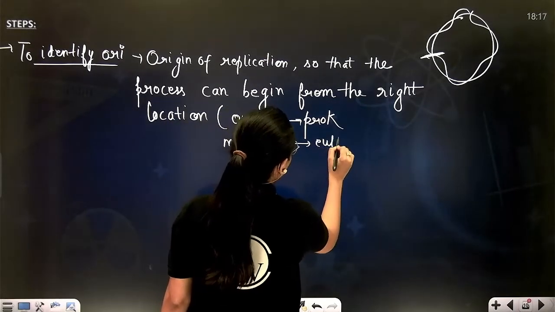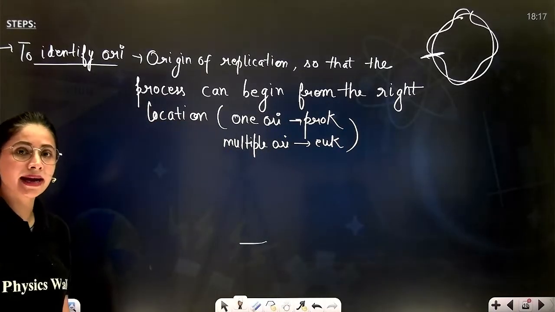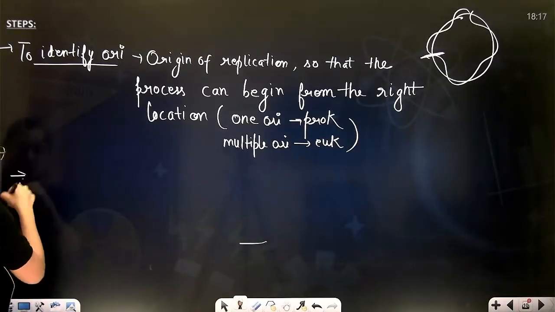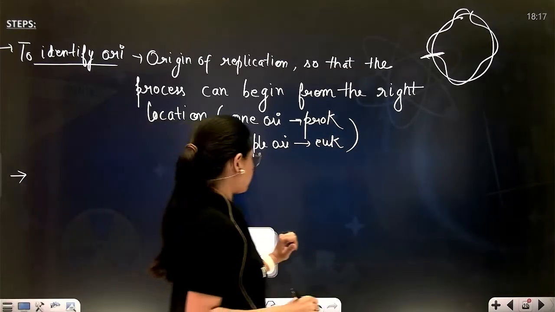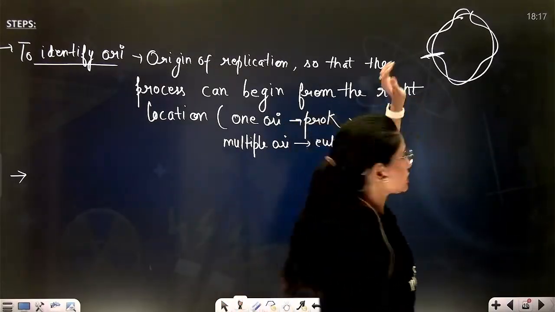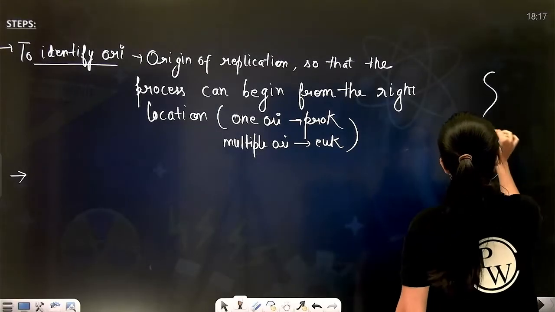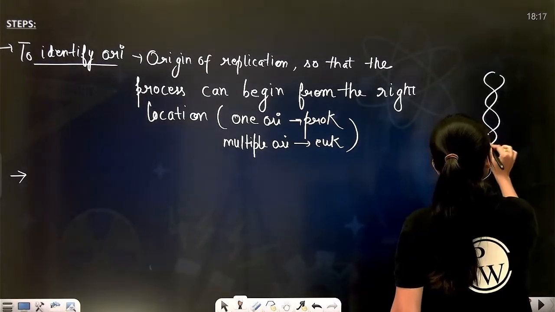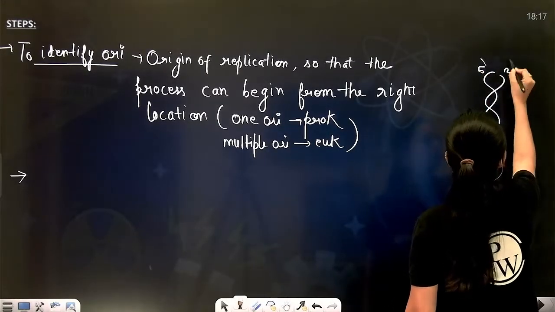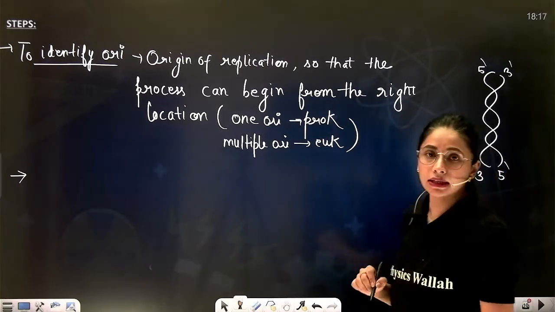for eukaryote, right? Now, ori is recognized by helicase. So, next step, but before helicase activity, there is one more thing. Our E. coli DNA is circular, so you just keep that in mind, but I will draw it like this for my convenience. Both the strands are anti-parallel to each other. Right now, what is the condition?